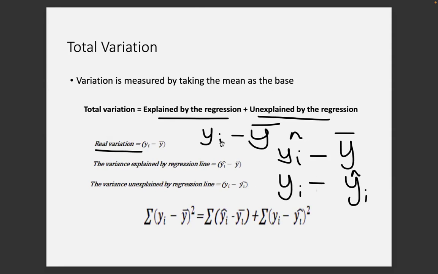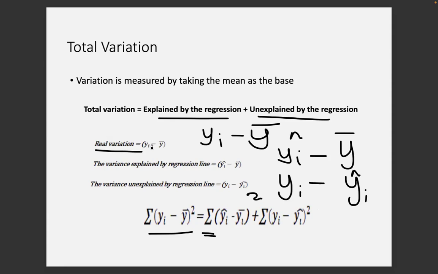So what we want is sigma of yi minus y bar, that means the real variation. We want the summation of the squares of the real variation. That is equal to sigma of yi hat minus y bar, plus sigma of yi minus yi hat, all squared. Here the squares are also there.